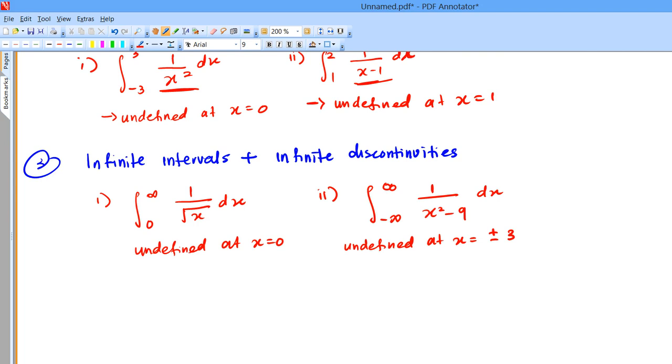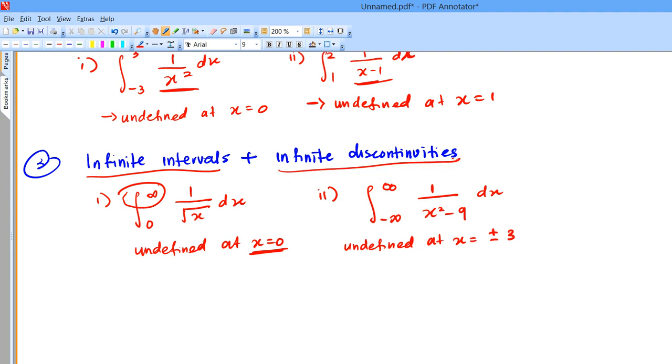Okay, number three is infinite interval plus infinite discontinuities, meaning we combine case one and case two. For case one, we have the integral of 1 over square root x dx from 0 to infinity. We have infinity at the upper limit, meaning infinite interval, and this function is undefined at x equal to 0, meaning infinite discontinuities.